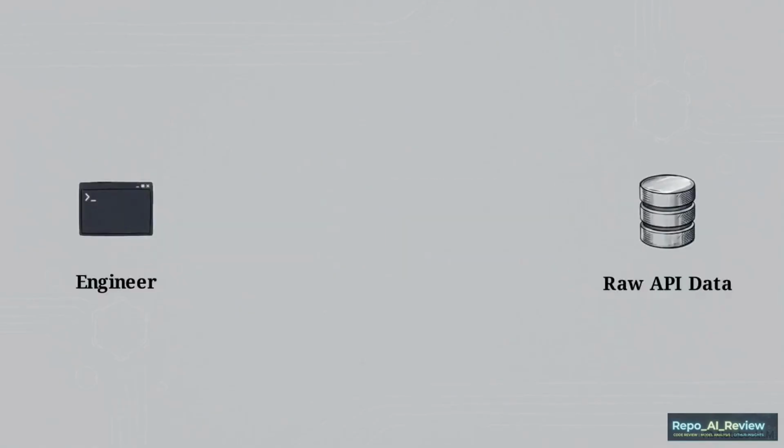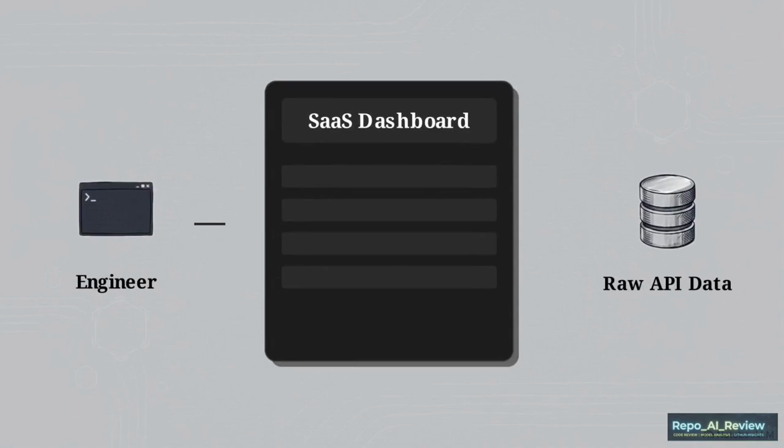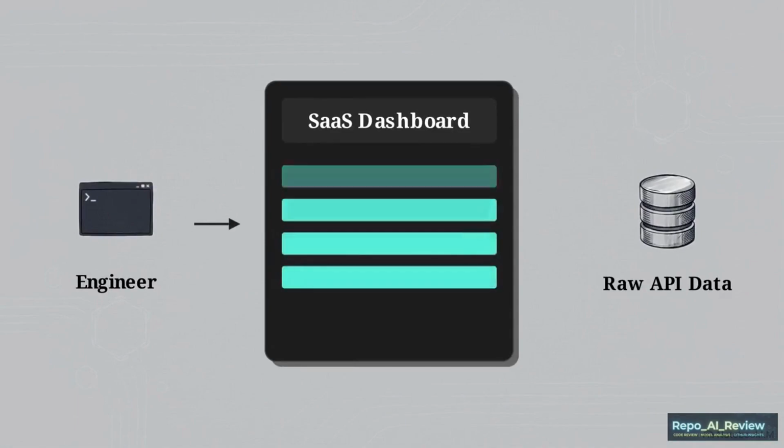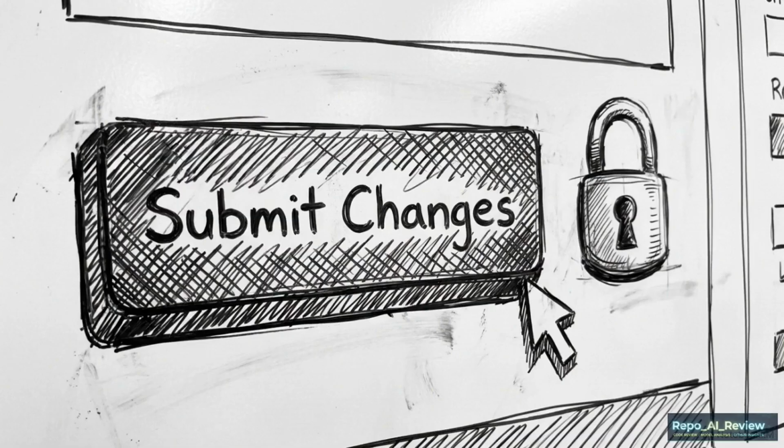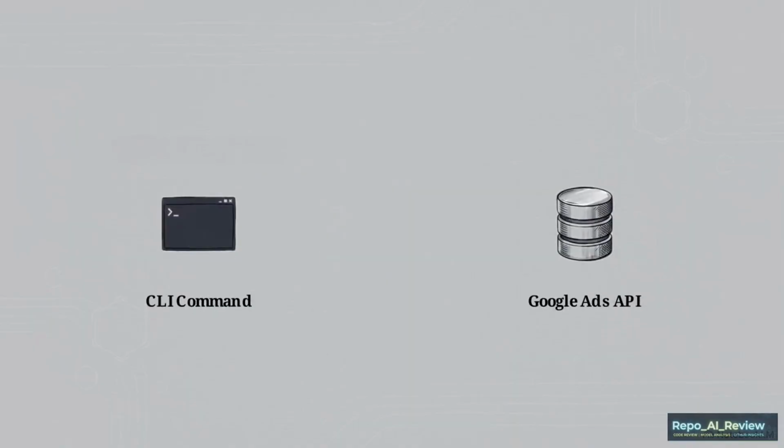Organizations continue to pay for visual dashboards that simply sit between the user and the raw data, creating an unnecessary layer of operational delay. Having a read-only dashboard is a bottleneck. To optimize spend effectively, you need a tool capable of writing changes back to the API immediately.